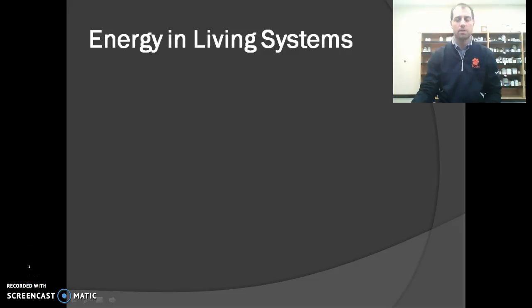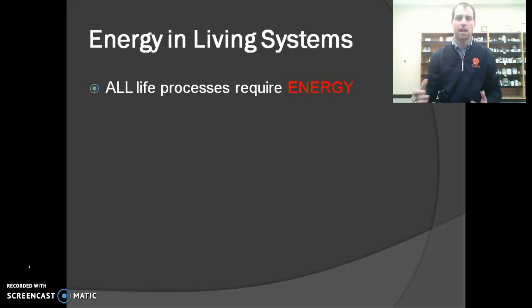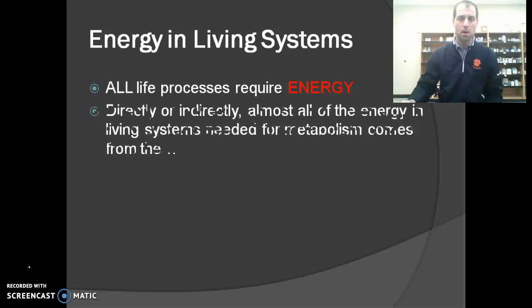Today we're talking about how energy is transferred from outside a living system to inside a living system. And we do this through photosynthesis. Remember that all life processes require energy, some sort of energy. Some organisms will get it from the sun, some will get it from the things that they eat, and other organisms will even get it from inorganic compounds such as sulfur compounds. But most of the energy that we use in living systems, either directly or indirectly, comes from the sun.